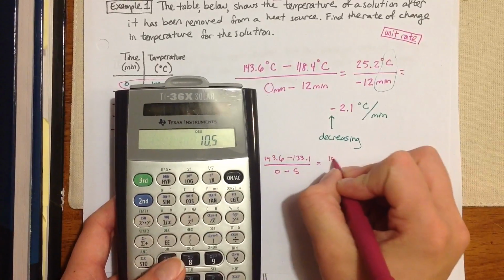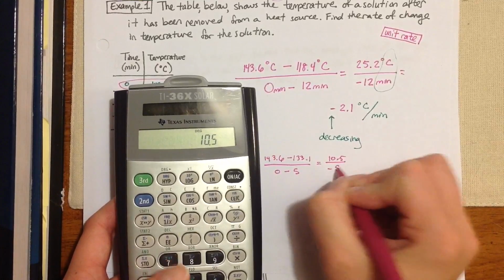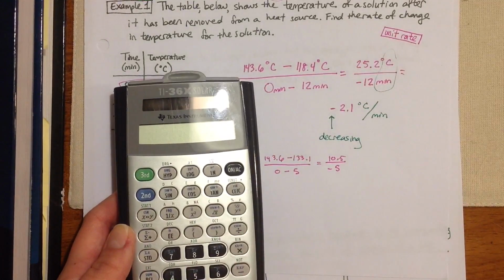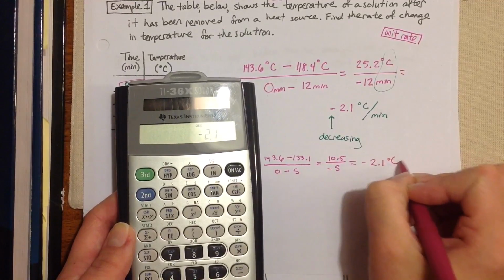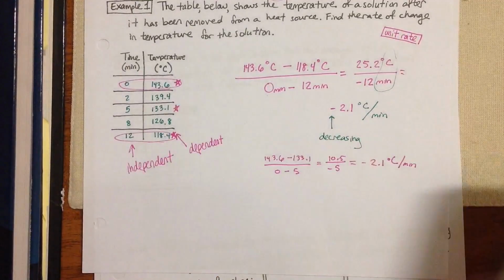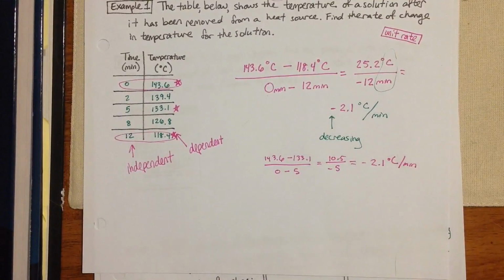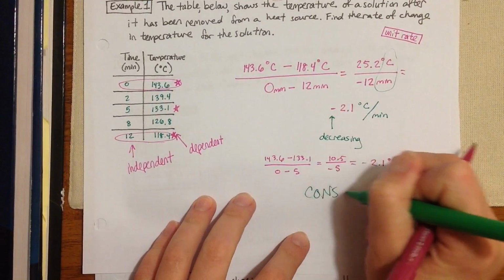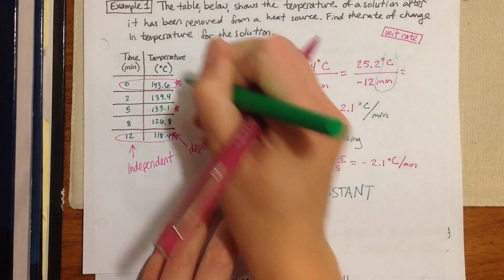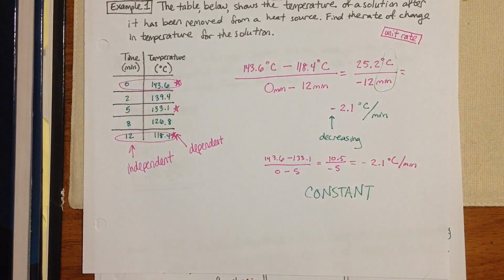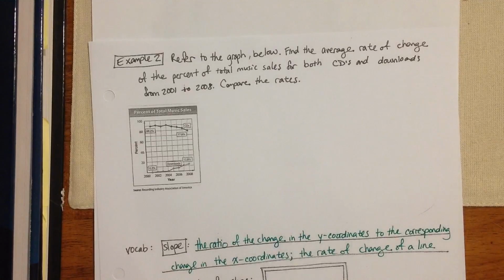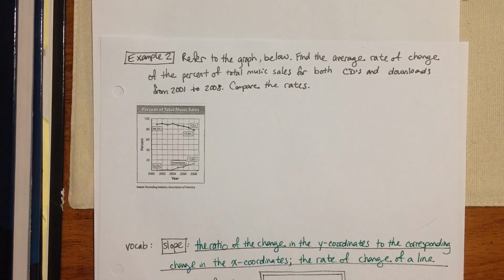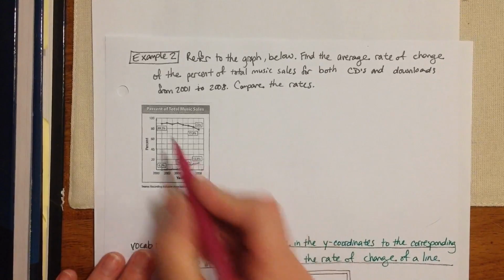I get 10.5 divided by negative 5. Notice I get negative 2.1 again, degrees Celsius per minute. This is what we call a constant slope, because, and you would see if you picked any of these numbers, it's going to be negative 2.1 all the way around. However, this one, we see the slope is very much not consistent. It's not constant. This is a varying slope.